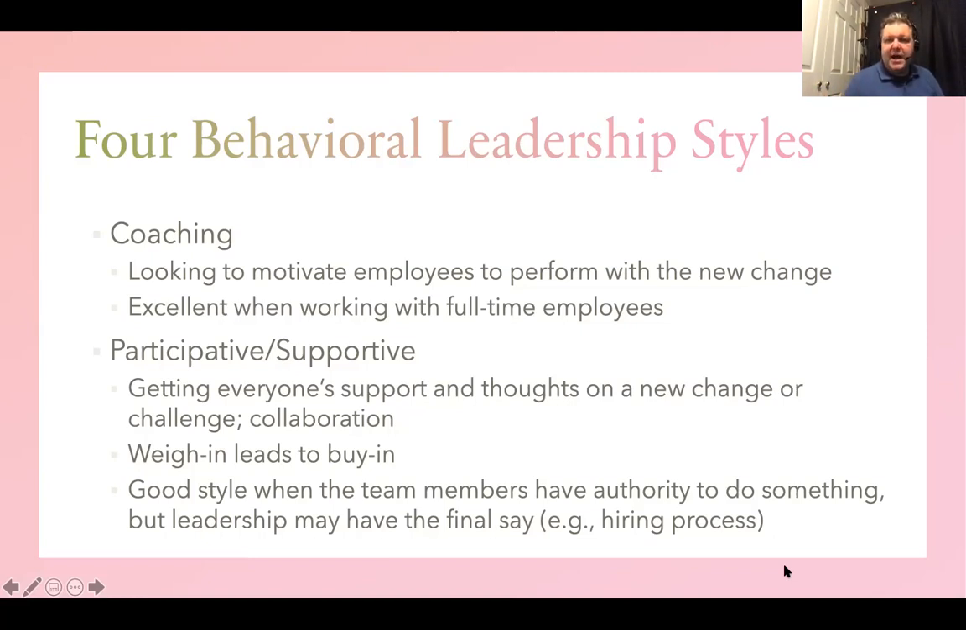And an example would be a hiring process. We need to hire a new person. Team, I trust you in your decision making, but I'm going to be the person that gives them the final offer. Right? So who do you think is going to be the best candidate? And then we'll go from there. So again, it's that participative or supportive.